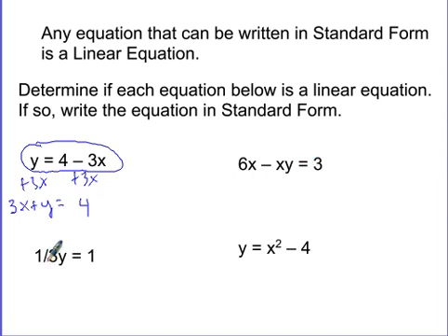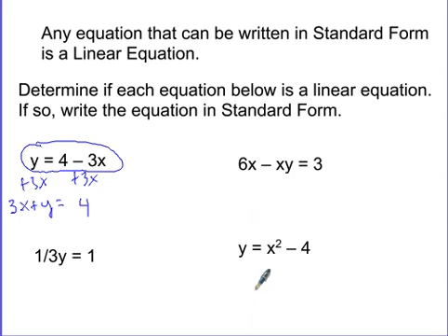All right. How about this? 1/3 y equals 1. Okay. What do we need to do? The x doesn't equal 0. What number equals 0? A equals 0. And so we have 0x plus 1/3 y equals 1, and that's already in standard form then, right? Because we can have A equal to 0. That's good.